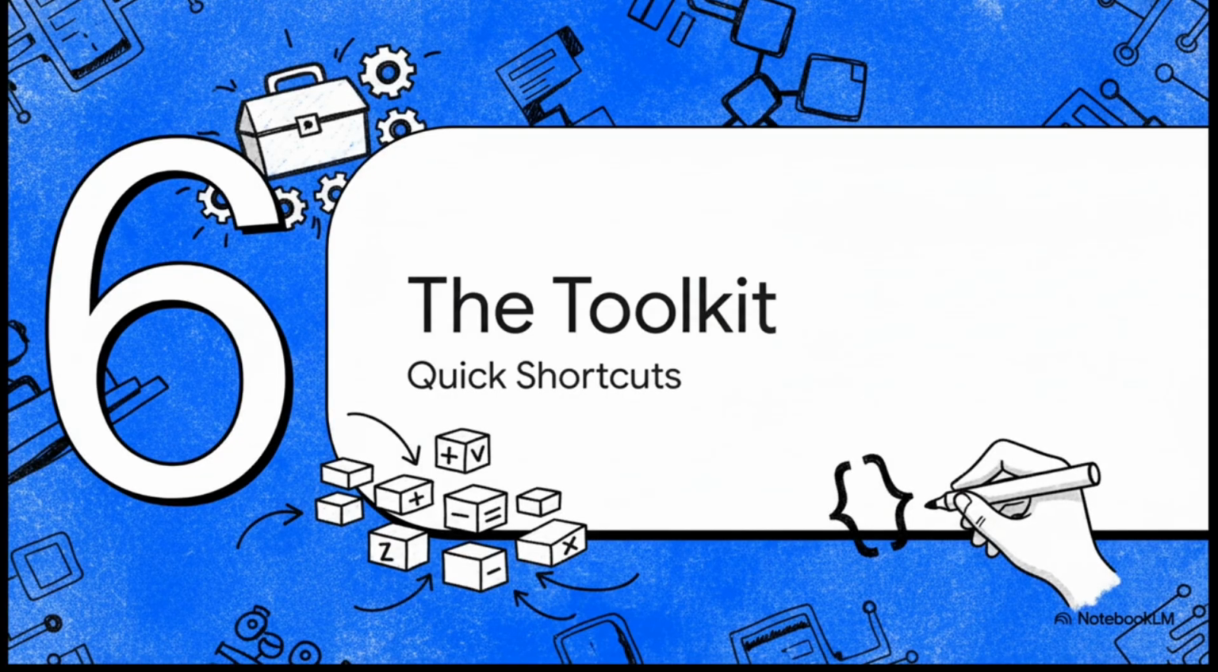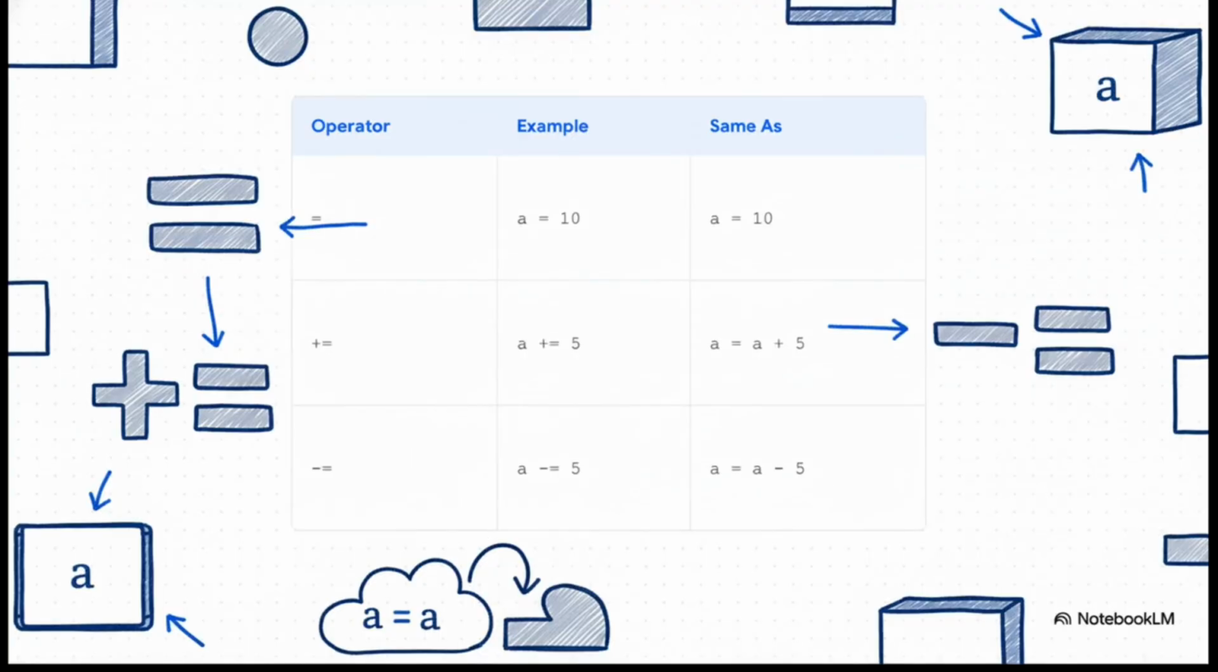C was designed from the ground up to be efficient. And because of that, it gives us some really handy shortcuts for common things, like assigning values or making small changes without a bunch of extra typing. So the most basic one is just the equal sign. But then you have these compound operators, like plus equals or minus equals. These let you do a calculation and store the result right back into the original variable, all in one quick move. So a plus equals 5 is just a cleaner, faster way of writing a equals a plus 5.